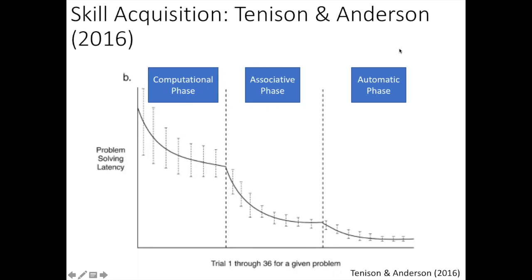One model of skill acquisition in particular is from Tennyson and Anderson, and their model proposes that individuals go through 3 specific learning phases when acquiring a skill. So there's a computational phase where individuals solve a problem by following the steps of some particular algorithm. There's an associative phase where they start to consolidate different parts of that algorithm. And then there's an automatic phase where individuals are simply retrieving from memory the answer to that specific problem. And in general, this theory predicts that performance improvements are seen both within and between phases.